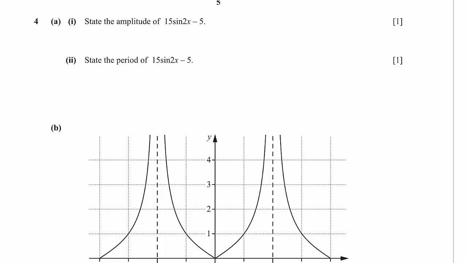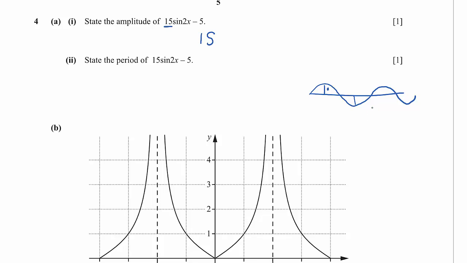We want to state the amplitude of 15 sine 2x take away 5. Now, if we think about a sine curve, the same is true with the cosine, then the standard curve has an amplitude of 1. That's the distance from the mean line to a maximum, or the same thing here with a minimum. So it's always just going to be equal to this multiplier in front, so that's 15.